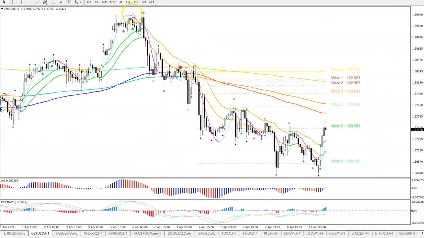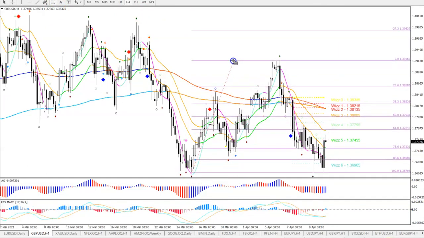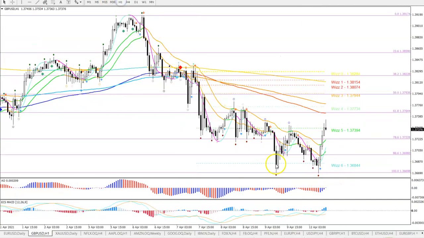Pound USD was a little bit different. It did not respect... let's see, I think we were looking at the 78.6 fib bounce. It did respect the 78.6 fib bounce, sorry, but there was no bigger bounce there. It was just a small bounce.